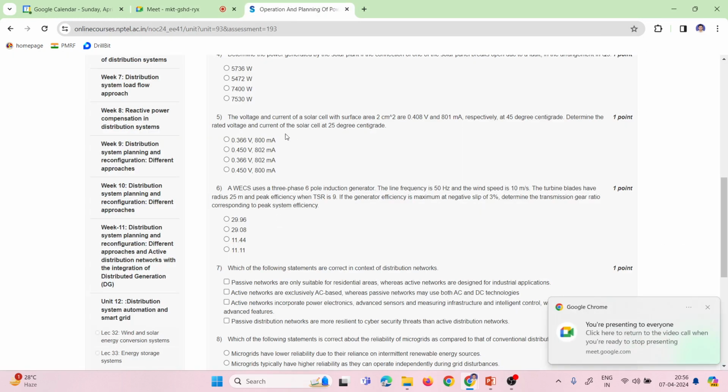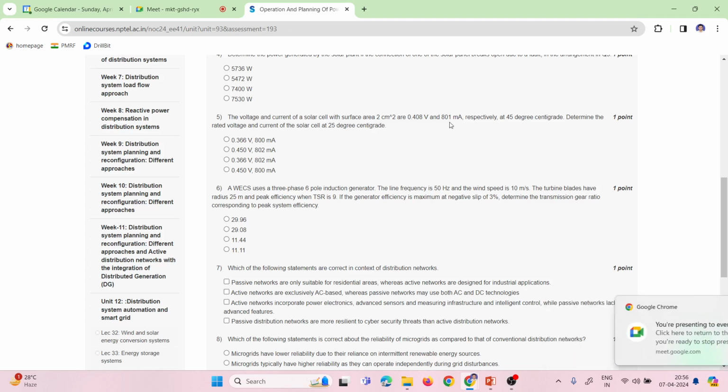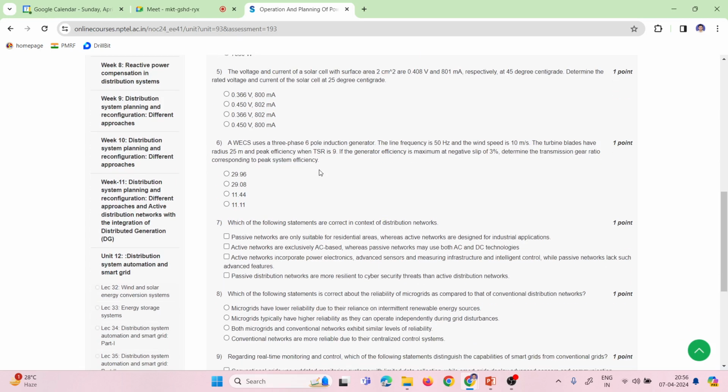The power and current of a solar cell with a surface area of 2 cm square are given at 45 degrees centigrade. Determine the rated voltage and current of the solar cell at 25 degrees centigrade. Okay. I think they have made some new type of problem.